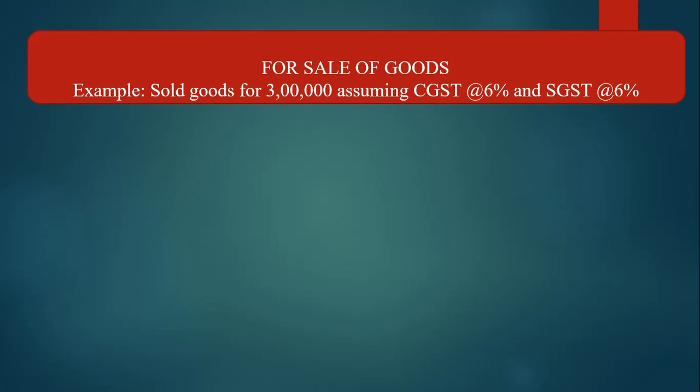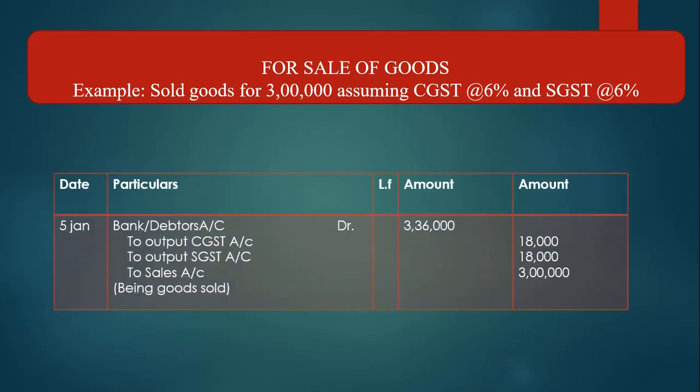For sale of goods, entry will be bank account debit if sale is in cash, and if it is on credit basis then debtors debit to output CGST account, to output SGST account, to sales account.